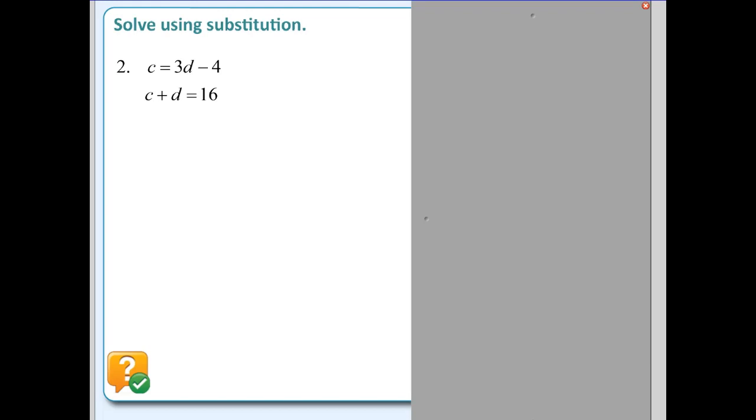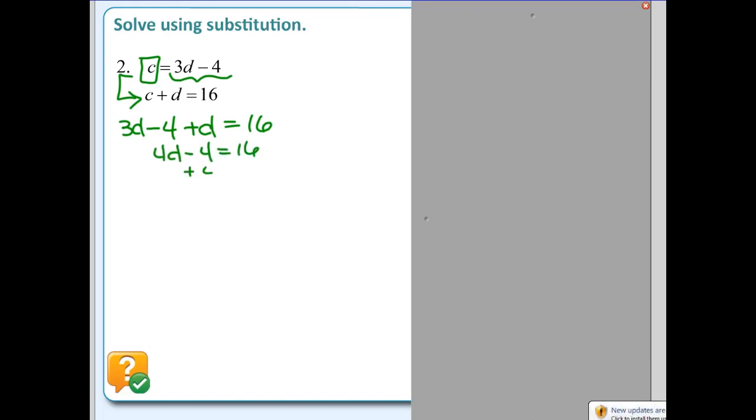Once again, you realize they've already isolated one of my variables. They've already said c equals. So we're going to plug that in for the c in the second equation. So we know that c is 3d minus 4. We just plug that in for c, plus d equals 16. Okay, so now what do we do? Well, we're going to combine like terms. 3d plus d gives me 4d minus 4 equals 16.